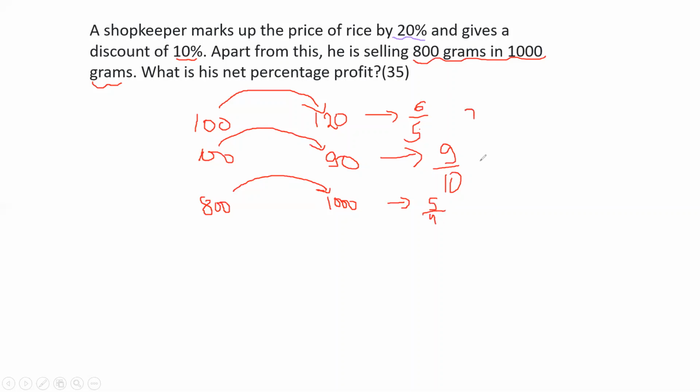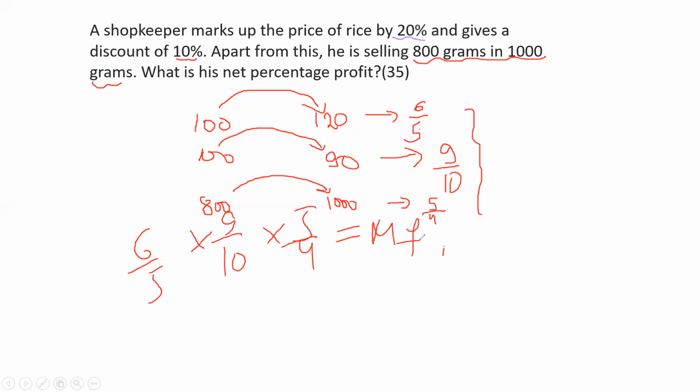So multiply all these three multiplying factors. What do we get? 6 by 5, 9 by 10, 5 by 4 equal to multiplying factor P. This gets cancelled. 2, 3. So what do we get this as? 9, 3, 27. 27 by 20 equals MFP.